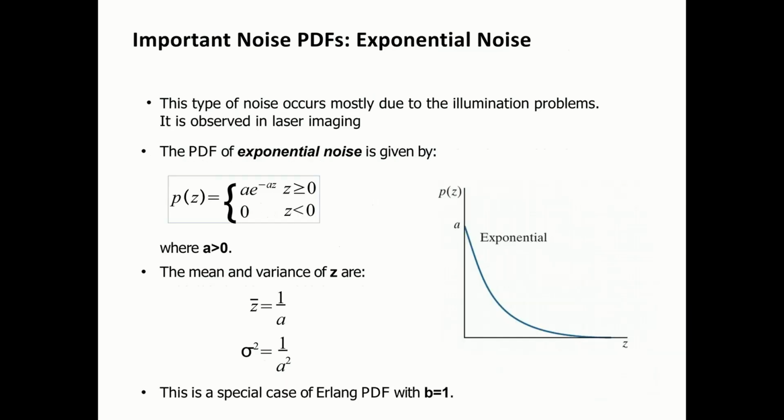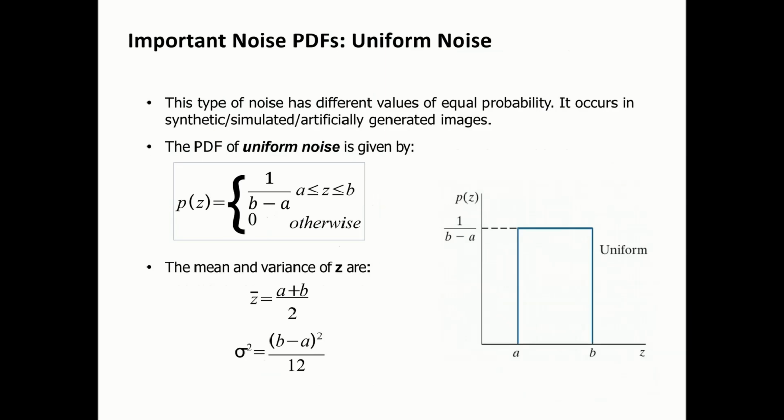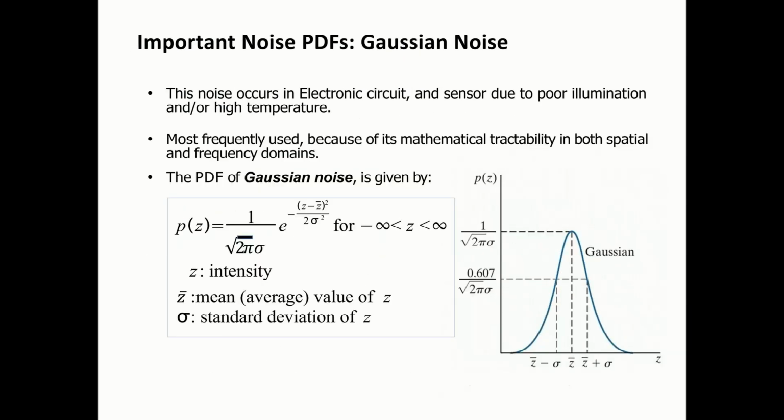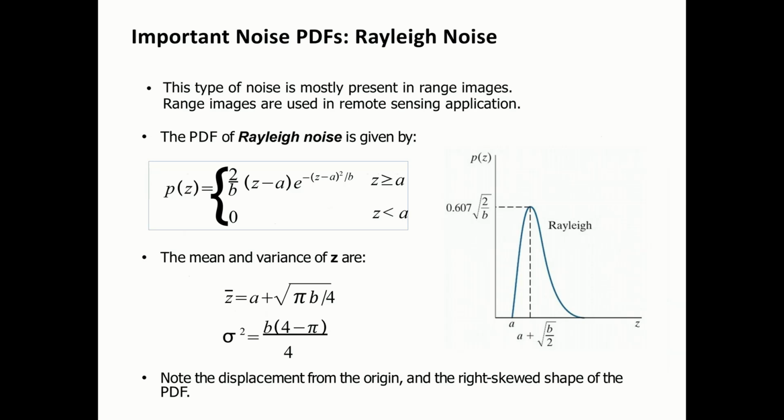Then we have exponential, and also uniform, and examples are also shown. Let's say this noise occurs in electronic circuits and is sensitive to poor illumination or high temperature of the sensors. As the sensor temperature increases, the captured signal is not accurate. Similarly, this noise is present in range images. If I'm using a drone to capture an image from the top, I need to find the height of a tree, for example. You are finding the depth of the tree, and that is the range.